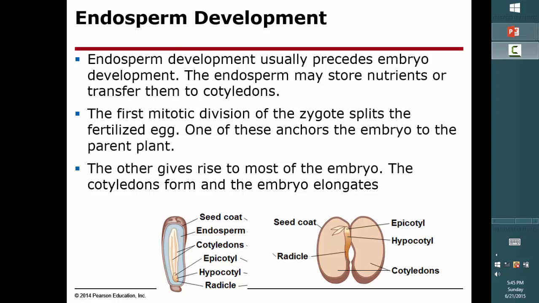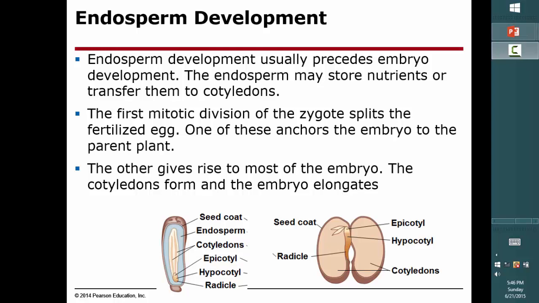In other cases, those nutrients are transferred to two different portions of the developing seed, known as cotyledons. So the first time that a brand new zygote divides, one of the resulting cells anchors the embryo to the parent plant.